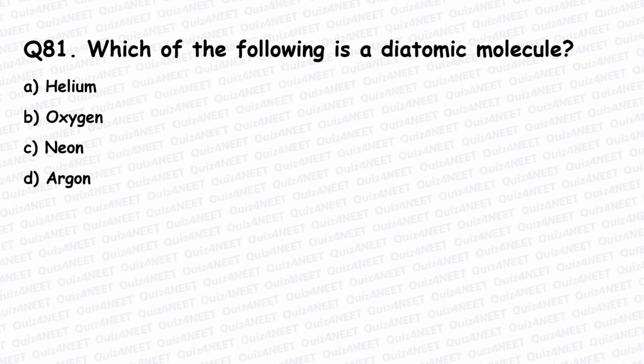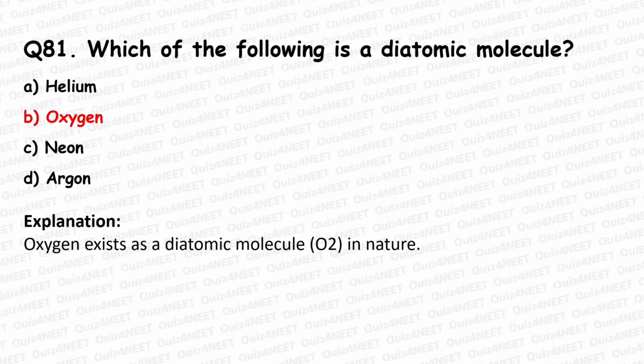Q81, which of the following is a diatomic molecule? A, helium, B, oxygen, C, neon, D, argon. Answer: B, oxygen. Explanation: oxygen exists as a diatomic molecule, O2, in nature.